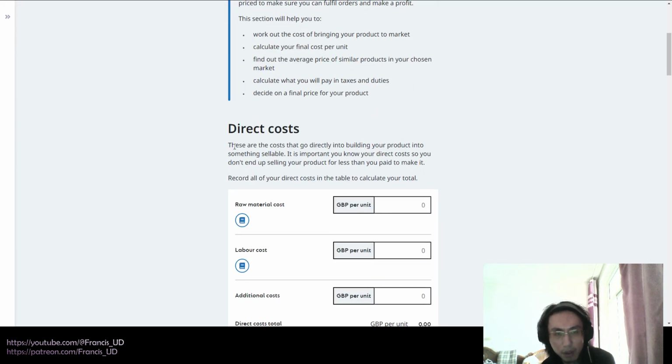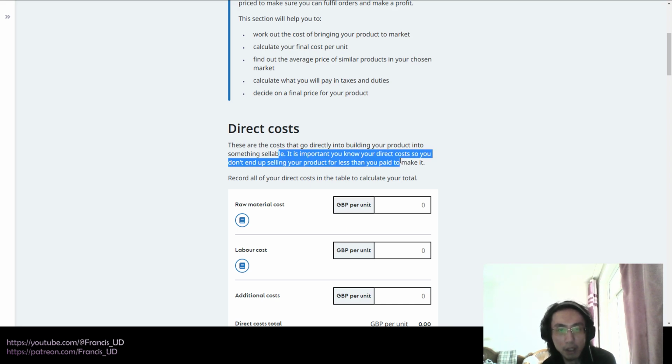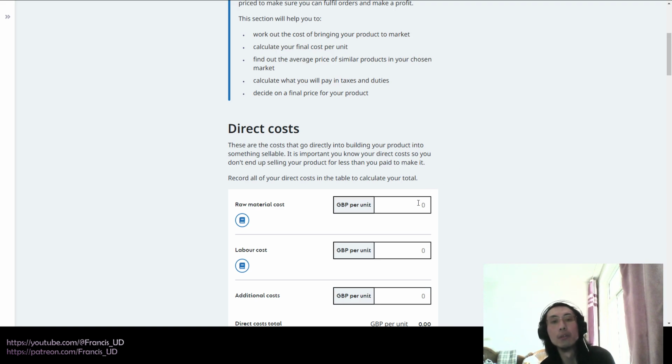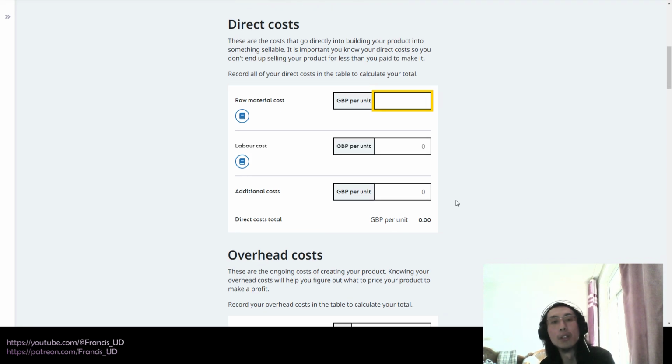Direct costs. These are the costs that go directly into building your product into something sellable. It is important you know your direct costs so you don't end up selling your product for less than you paid to make it. Record all of your direct costs in a table to calculate your total. Raw material cost, labor cost, additional cost. Let's just make something up.